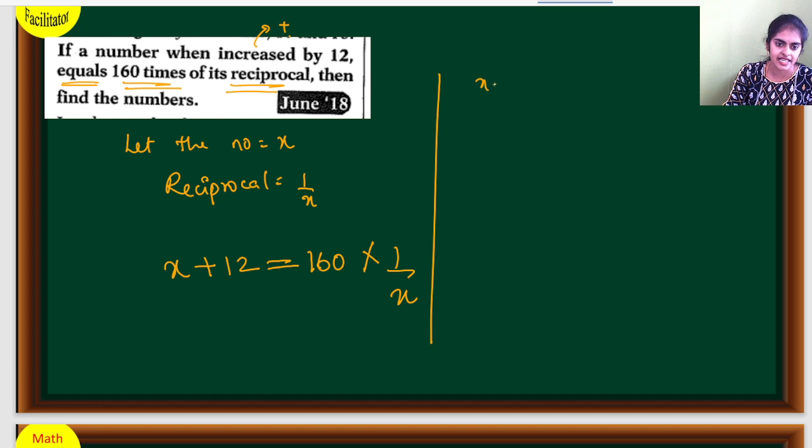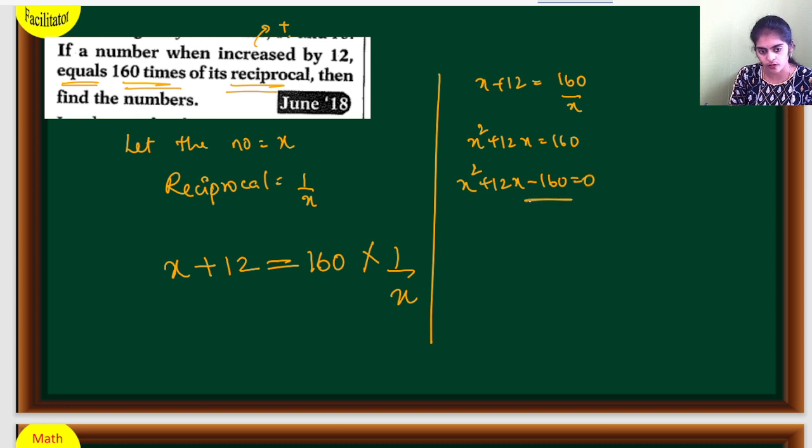So here it is x plus 12 equal to 160 by x. Cross multiply, you will have x square plus 12x equal to 160, or you can write x square plus 12x minus 160 equal to 0.